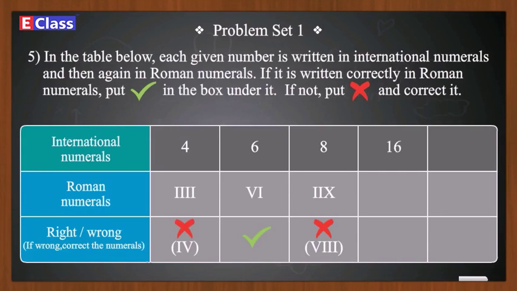International numerals 16. Roman numerals XVI. Right or wrong? If wrong, correct the numerals. This is the correct answer. International numerals 15. Roman numerals VV. Right or wrong? If wrong, correct the numerals. This is the incorrect answer. The correct answer is XV.